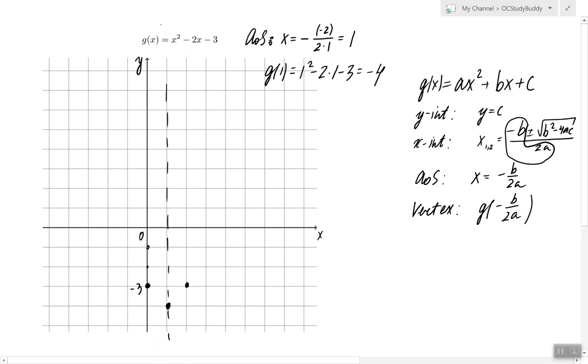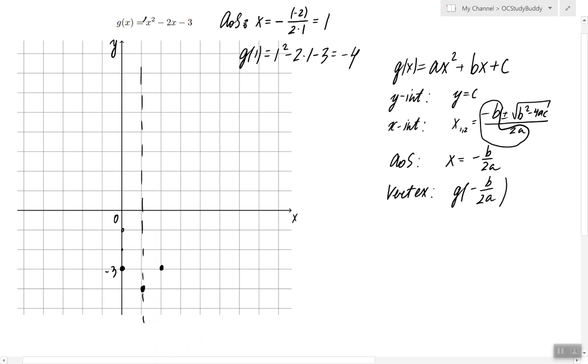Remember that the leading coefficient can always be interpreted as a stretch factor. So here we still know that it's a standard parabola, so we can graph it. Starting from here, we go 1 out, 1 up, 2 out, 4 up.